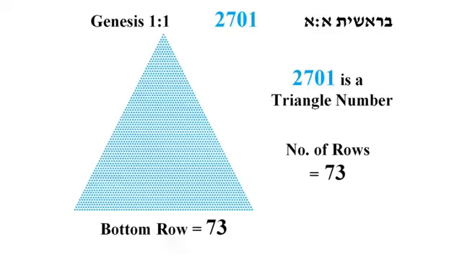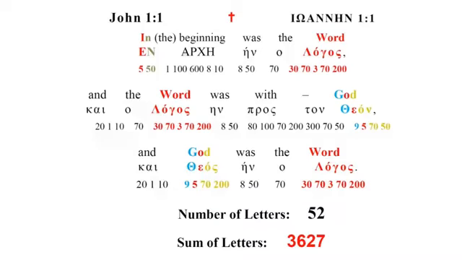It's a big triangle. It's so big, its bottom row has 73 dots across. There again is your 3 and your 7. Remember Genesis 1:1, it had its partner in John 1:1. In the beginning was the Word. We talked about it earlier with the pi and the e, natural logarithm. If you sum up all the words in John 1:1, it comes out to be 3627. Wouldn't it be cool if it made a triangle? If it's a triangle number?